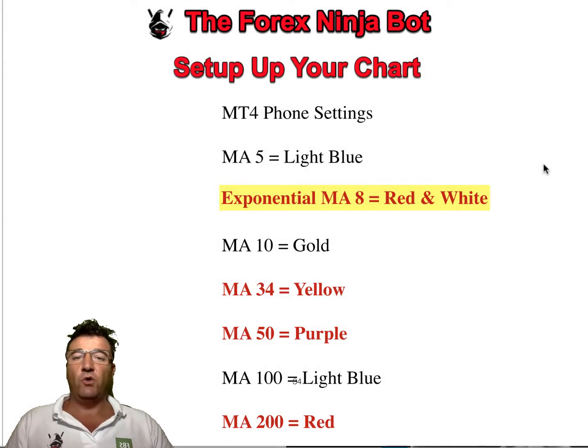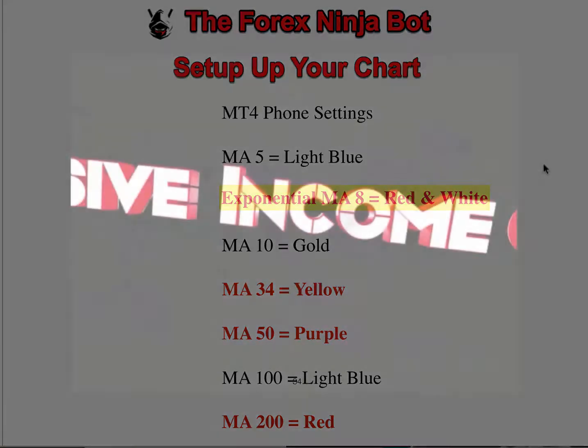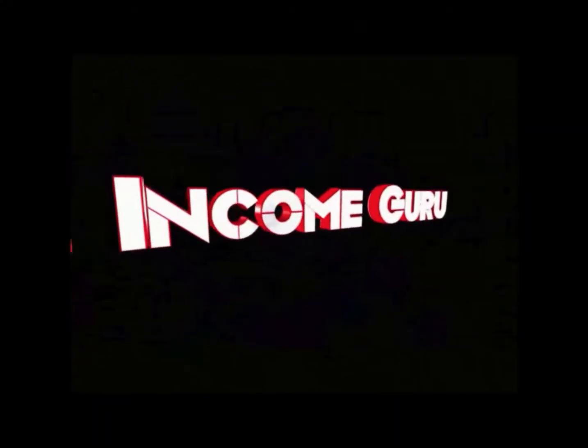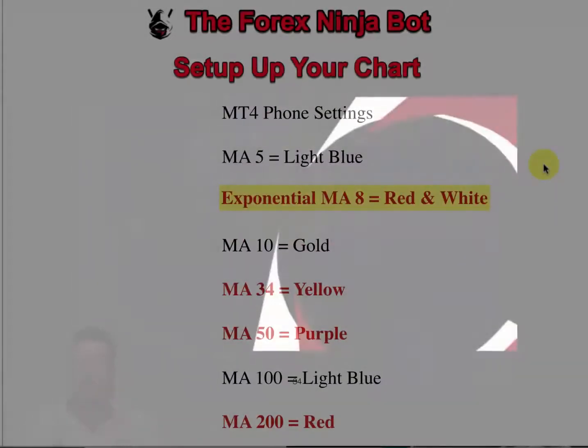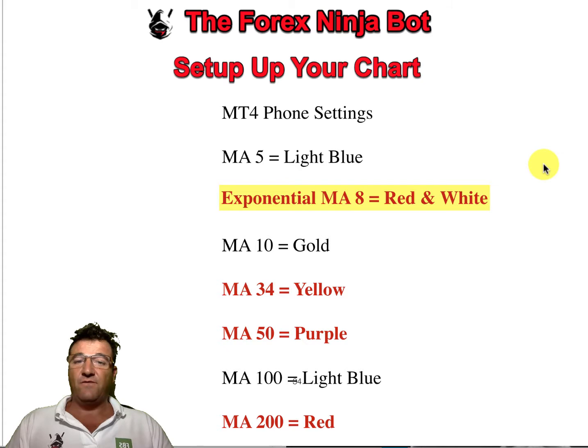In this video tutorial I explain how the other moving averages work and why the price reacts in certain ways to these moving averages. On the screen you can see the phone settings of the different moving averages. We've already set the phone up to have these moving averages.